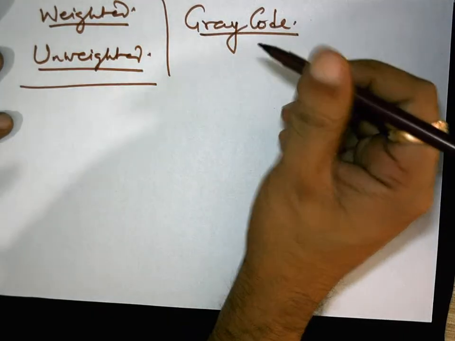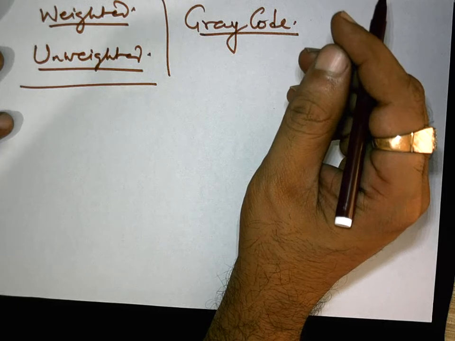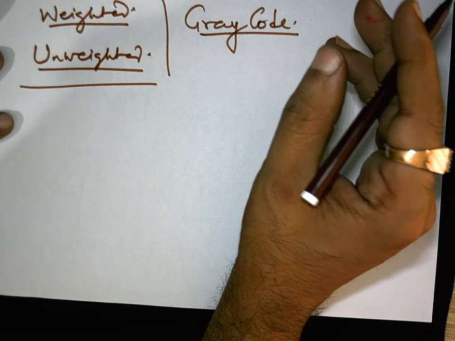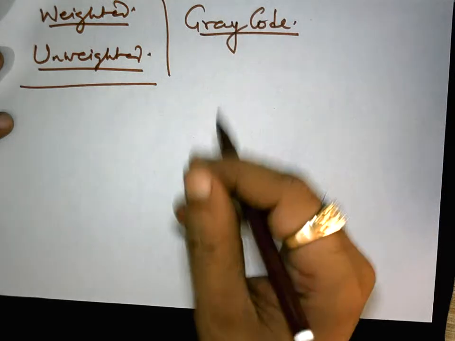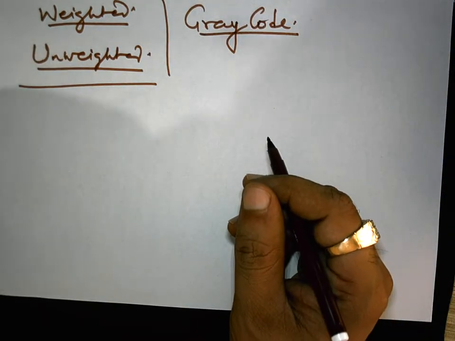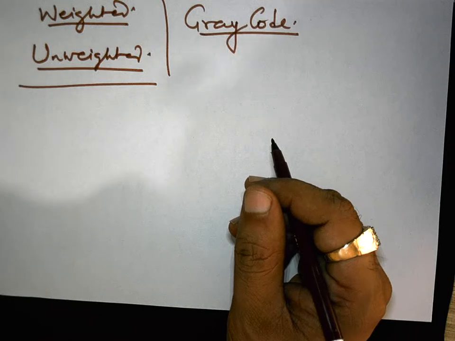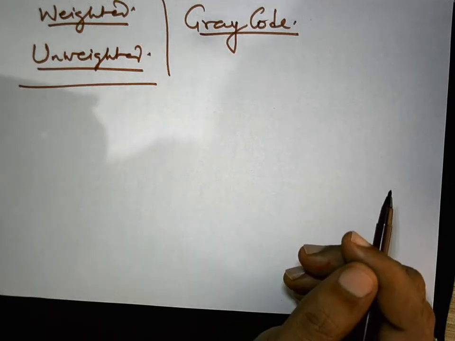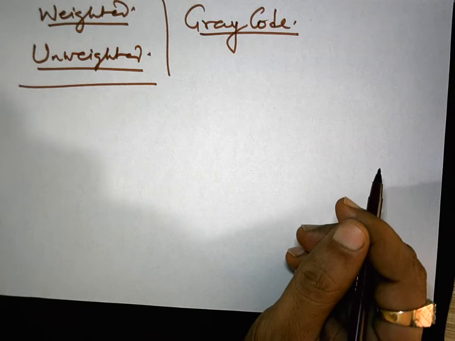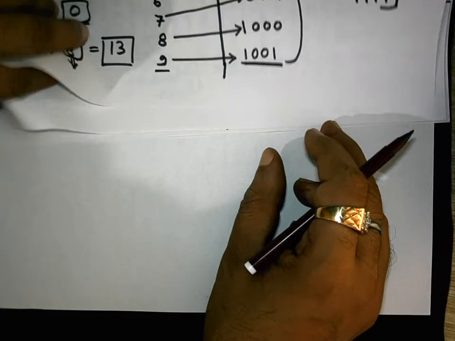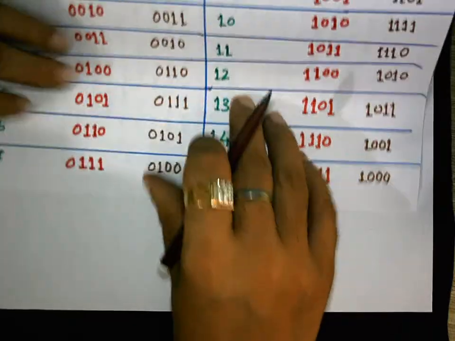The Gray code is a kind of unweighted code, and this is not an arithmetic code. In this there is no specific weight assigned to the bit positions. The important feature of the Gray code is that it exhibits only a single bit change from one code word to the next in the sequence. This is the main beauty of the Gray code. I am showing you the Gray code pattern and binary code pattern, which I have already written for you.